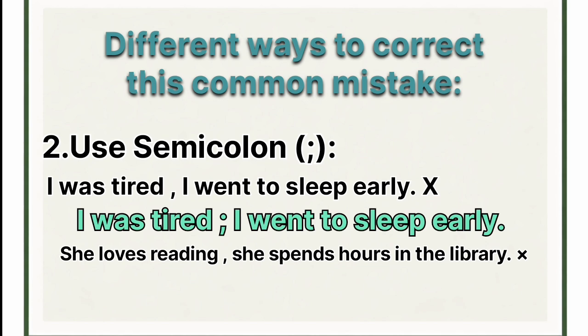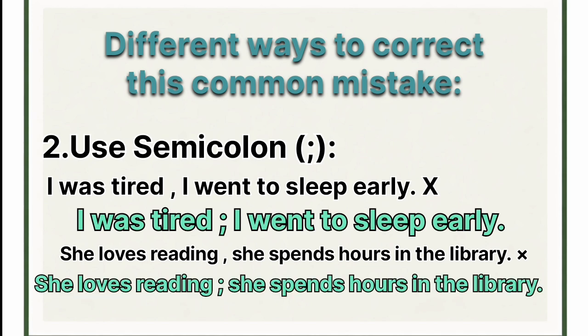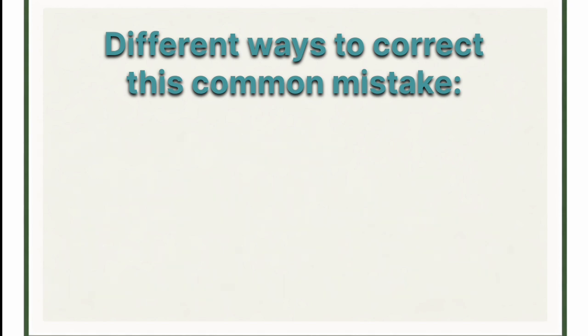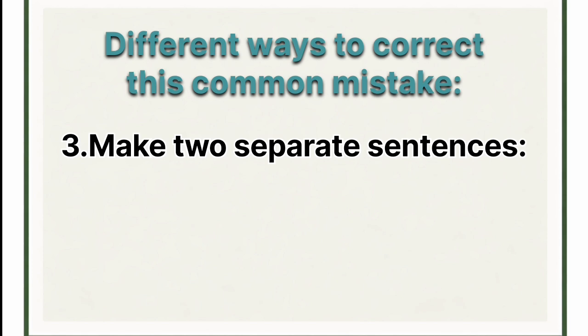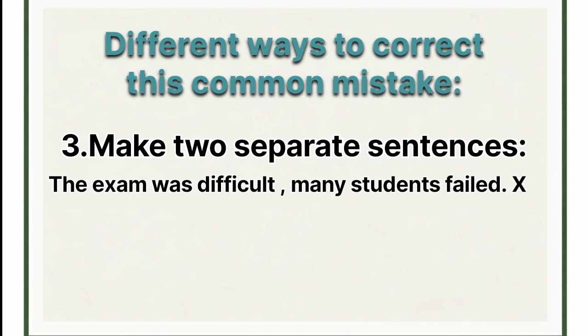The next one, she loves reading, semicolon, she spends hours in the library. Now, these sentences are correct. The third way is make two separate sentences. The first example, the exam was difficult, comma, many students failed.